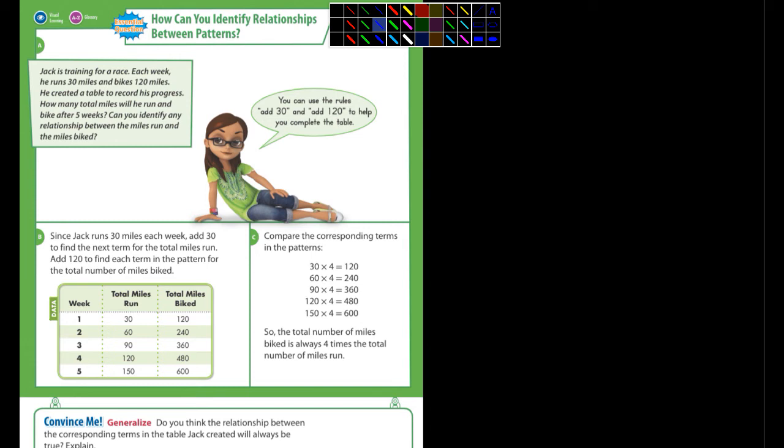Talking about races here. It says Jack is training for a race each week. He looks like he runs 30 miles and bikes 120 miles. That's a lot more running than I could do. My knees couldn't take that. He created a table to show his progress. How many total miles will he run and bike after 5 weeks?